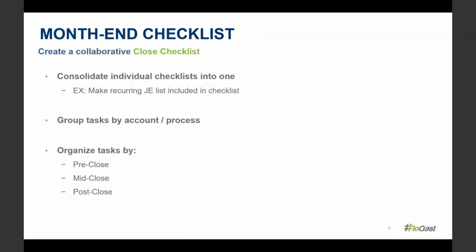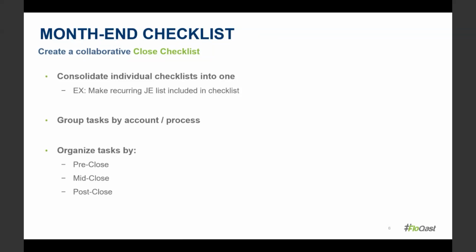And lastly, when you're creating this checklist, let's think about how you should organize the checklist itself. A best rule of thumb is to organize your tasks based on where they fall in relation to the close. So as you're completing activities, just ask yourself, is this a pre-close activity? Is this a mid-close? Does this take place during the close? Or could it wait to be a post-close activity?